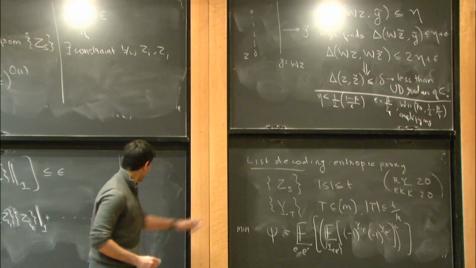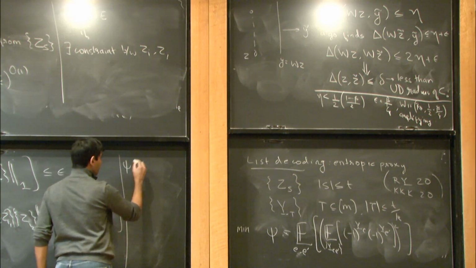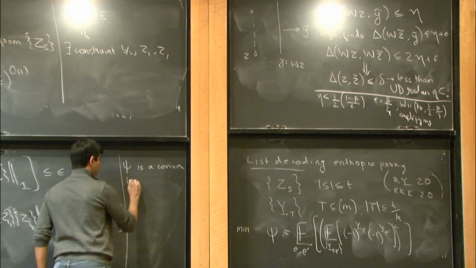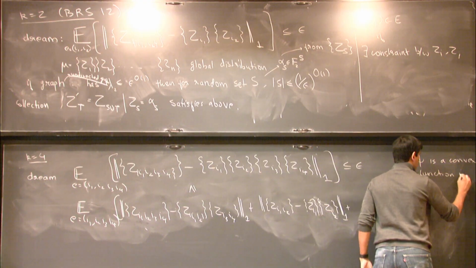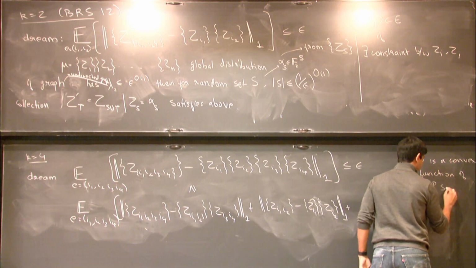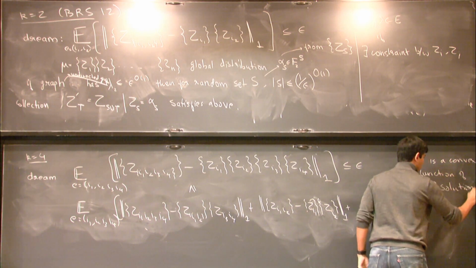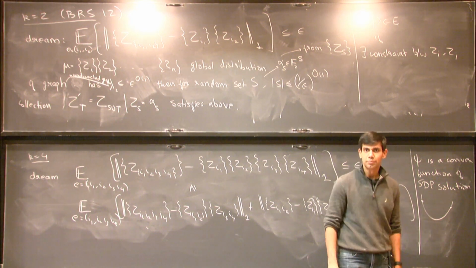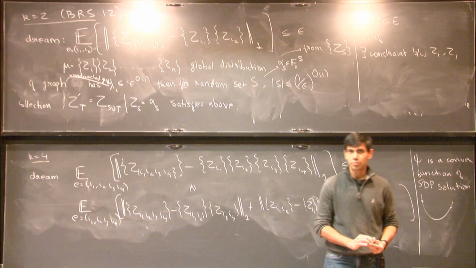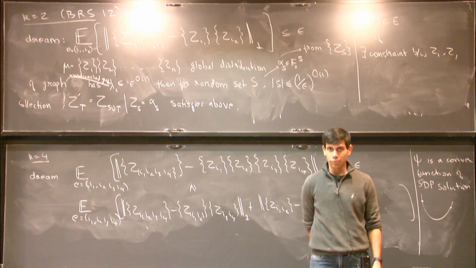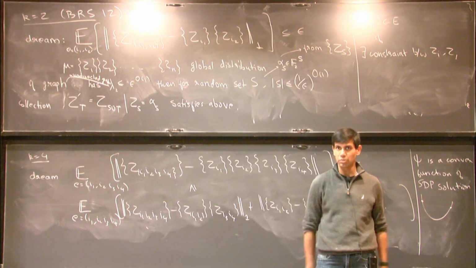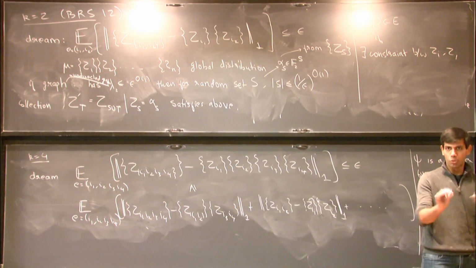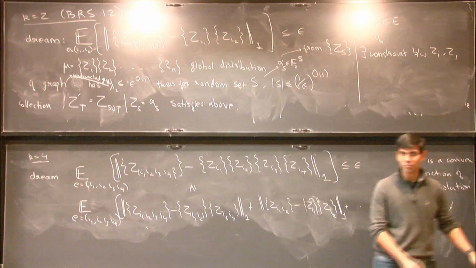Because phi is a convex function of the SDP solution, which means that if you have two solutions which are very different, a convex combination will do better. I mean, you need to quantify all that, but the argument is just convexity.